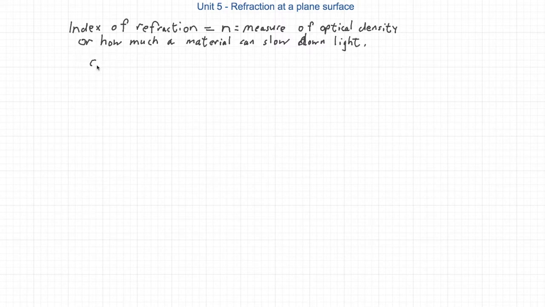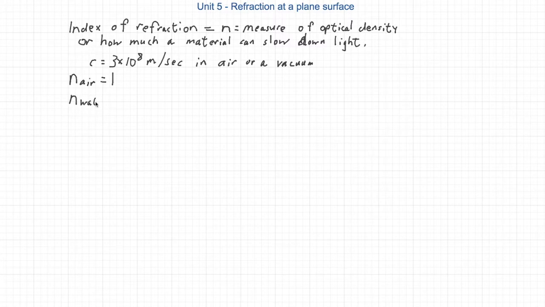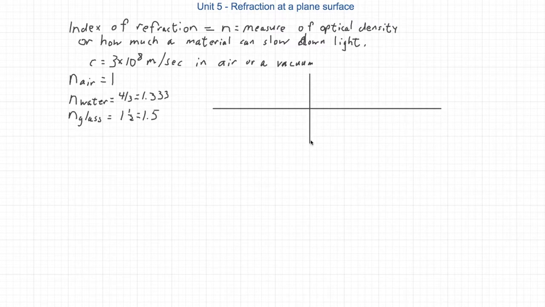Now, we learned in Unit 1 that the speed of light is 3 times 10 to the 8th meters per second, and that's the speed in a vacuum or also in air. It might slow down a little bit in air, but it's not a significant difference. So we say air has an index of refraction equal to 1. Water has an index of refraction equal to 4/3 or 1.333, and certain types of glass have an index of 1.5. So light travels slower in glass than it does in water, than it does in air.